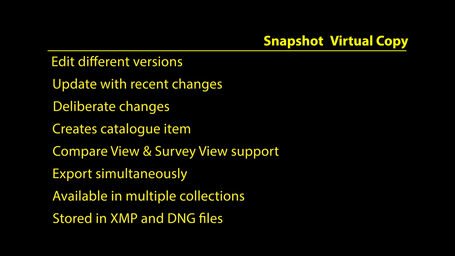So now let's do our side-by-side comparison of the snapshot and the virtual copy. In both the snapshot and the virtual copy, we can edit different versions. We're also able to update with recent changes in both. Now this is where some of the difference comes in: with the snapshot it has to be a deliberate change. We actually have to do something to tell the snapshot that we want it to save, where the virtual copy will just save whenever we do the edit. The snapshot does not create a new catalog item, while the virtual copy does.